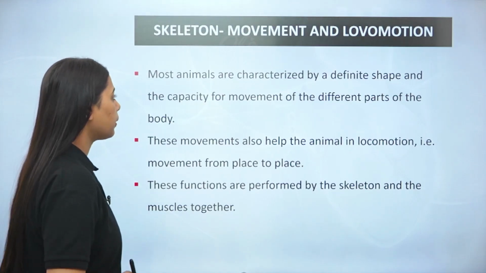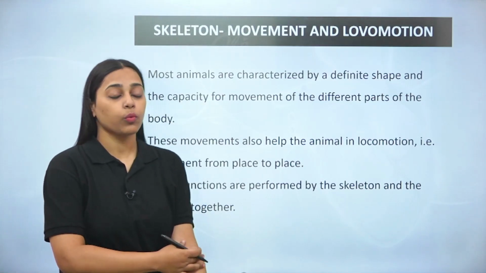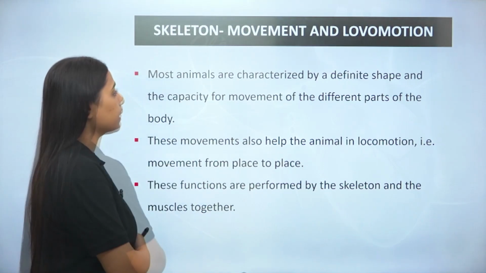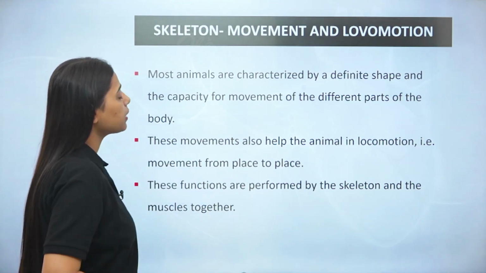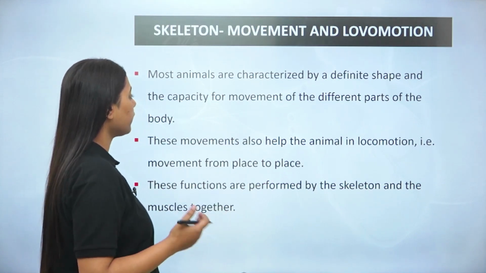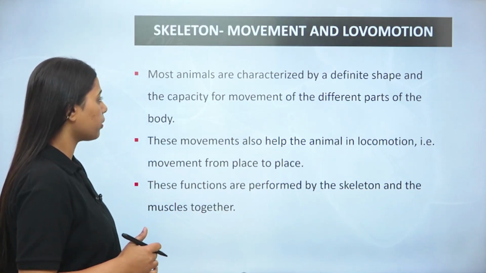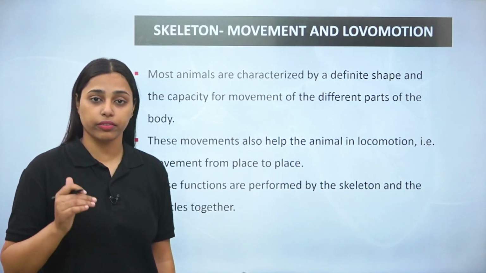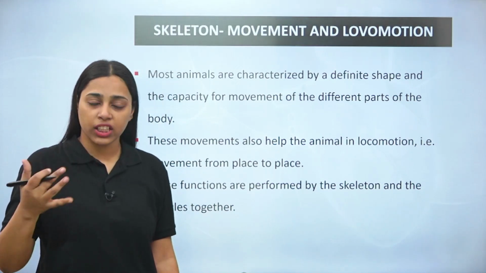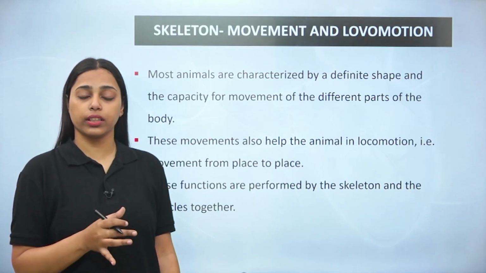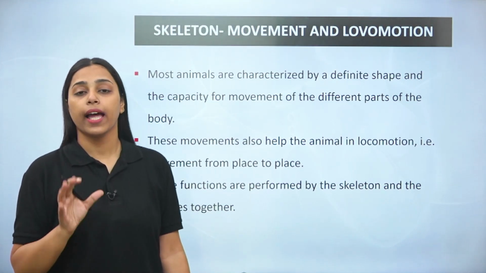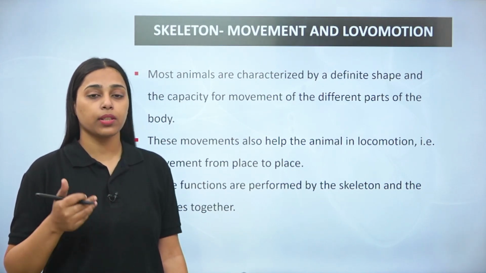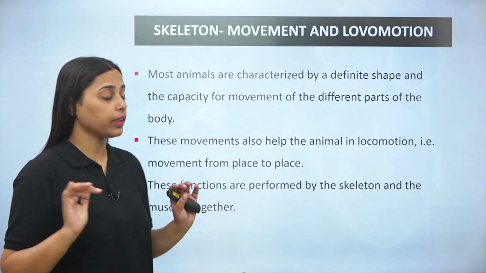What is a skeleton, and how does it help in movement and locomotion? First, let's understand this. Most animals are characterized by a definite shape and the capacity for movement of different parts of the body. Because of the presence of different appendages in the body of an organism, nature has designed the body of an organism according to the needs and the movement required by that individual. The shapes and body organization have been designed.